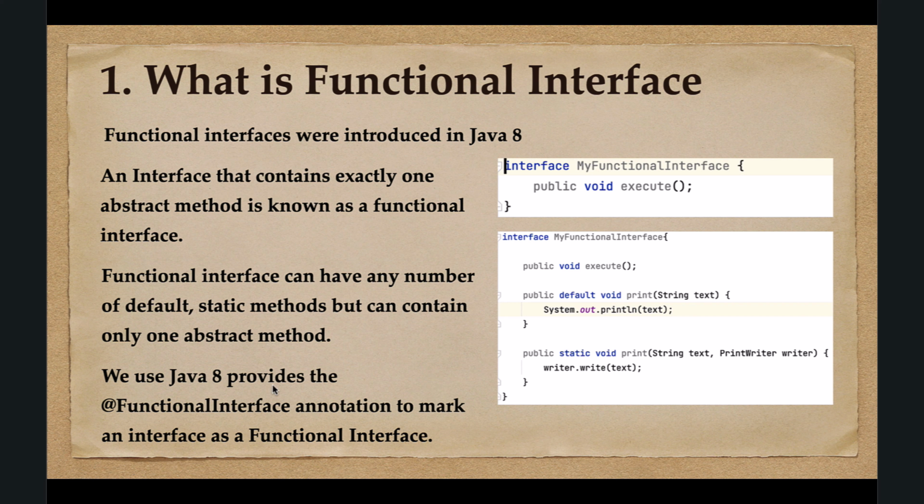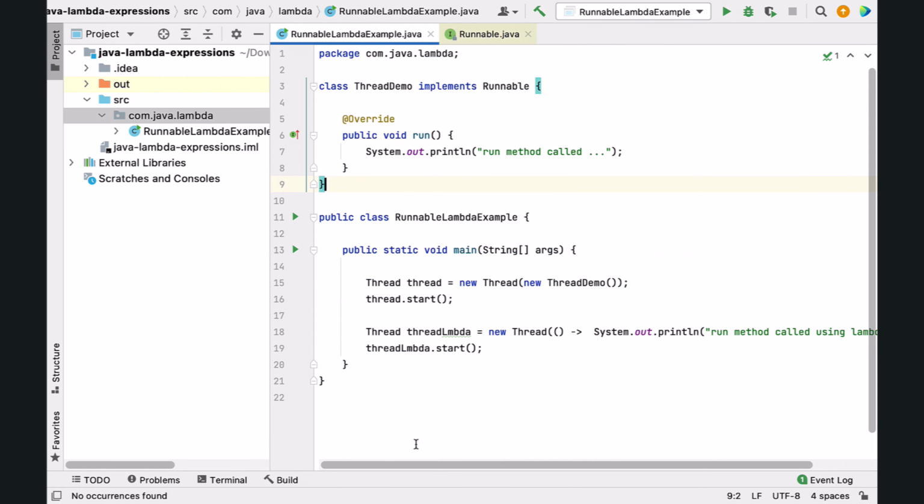The interviewer may immediately ask you a question like, how can we create a functional interface? Well, we can use the Java 8 provided @FunctionalInterface annotation to mark an interface as a functional interface. Let's go ahead and create one example.